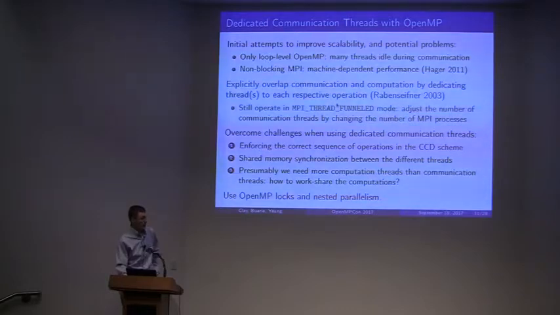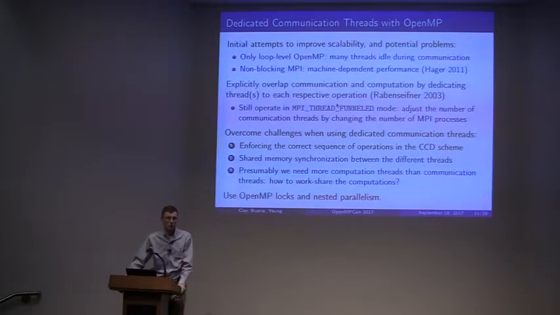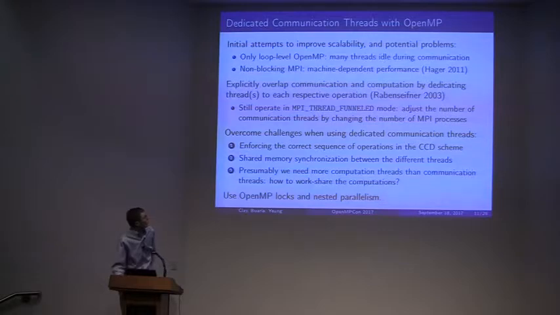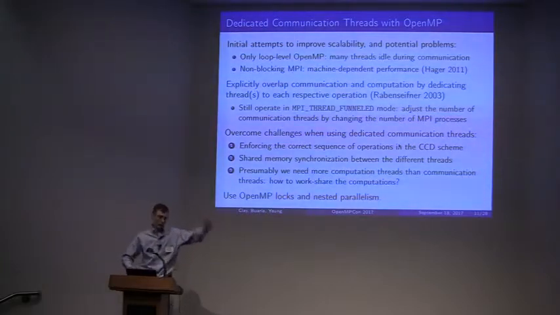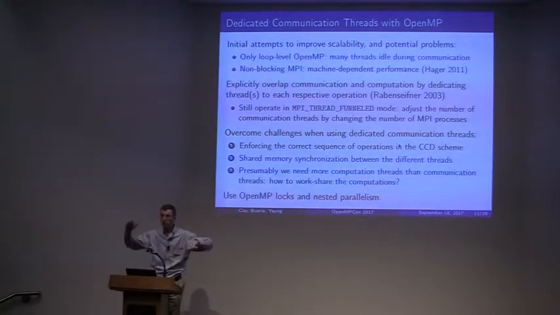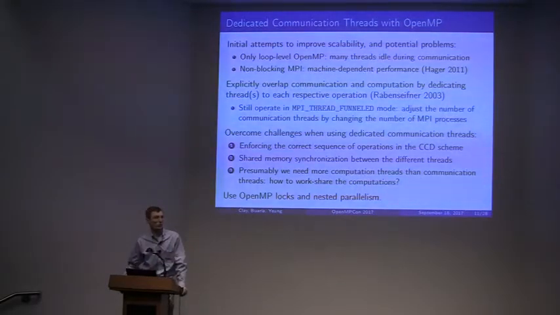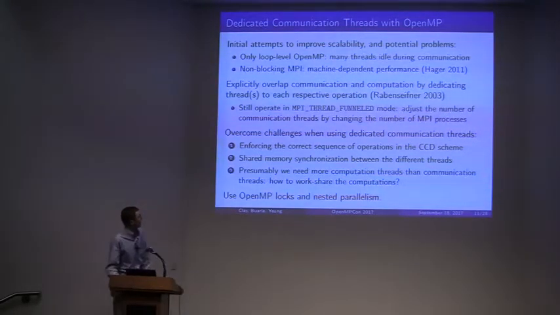So if I have a team of threads and I want one to perform communication while the others will only compute, there are a number of issues that you might run into. So how will I enforce the correct sequence of operations in the CCD scheme? If I have a communication thread and some computation threads, some order of operations still needs to be adhered to, otherwise the results would be garbage.